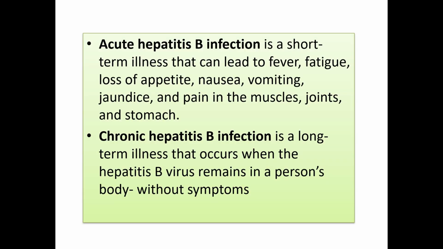We have two types of infection in hepatitis B. One is acute hepatitis B infection. The other one is chronic hepatitis B infection. Acute hepatitis B infection is a very short-term illness that can lead to fever, fatigue, loss of appetite, nausea, vomiting, jaundice, and also pain in the muscles, joints, and stomach. Whereas chronic hepatitis B infection is a very long-term illness and it occurs in the person without symptoms for a longer period.